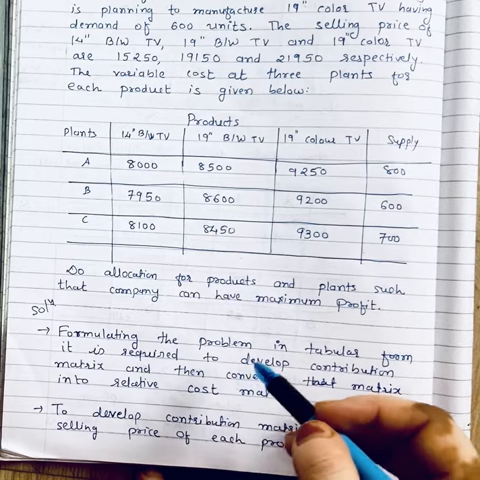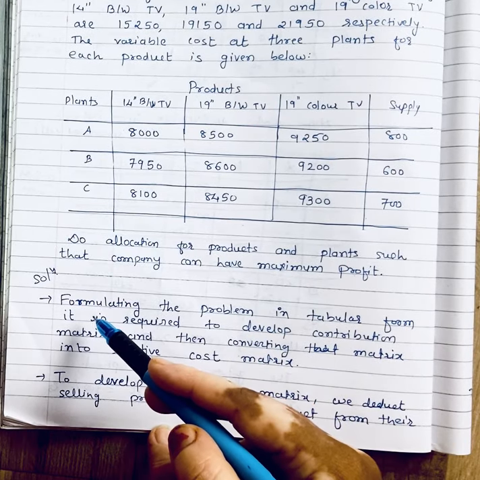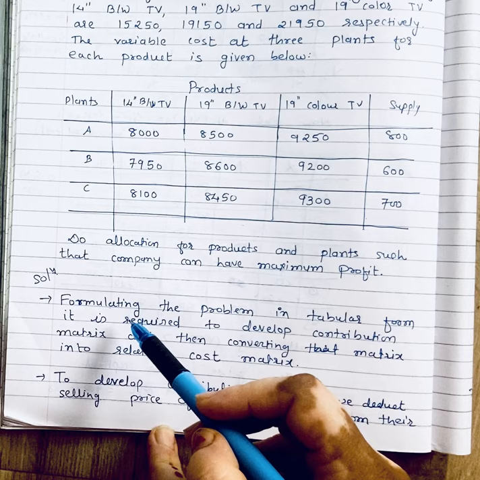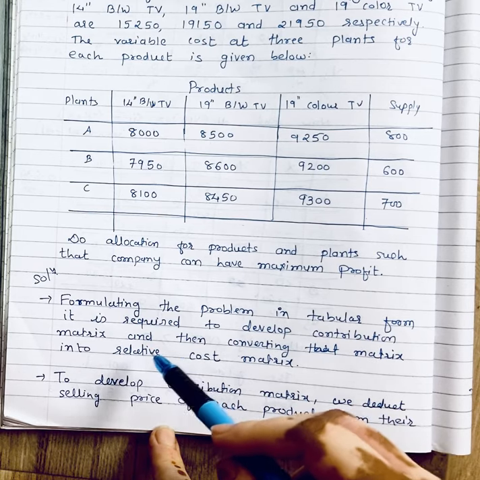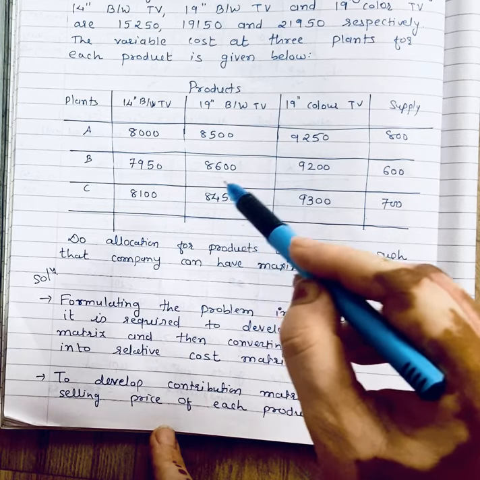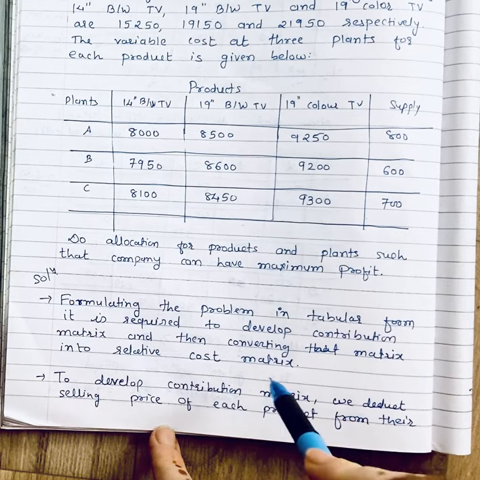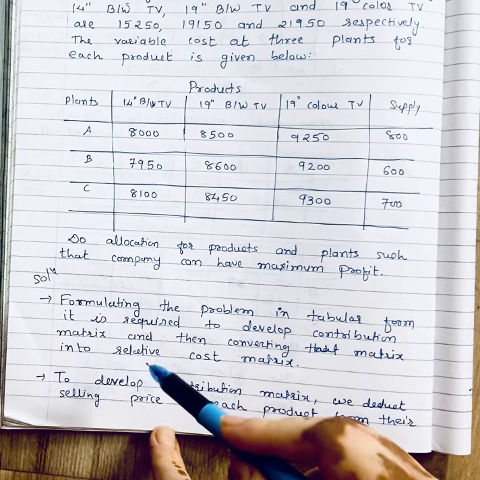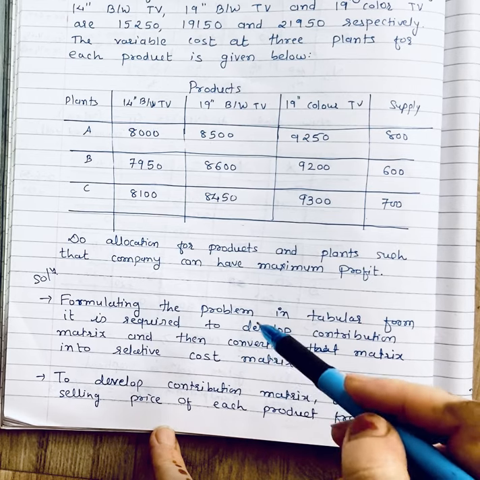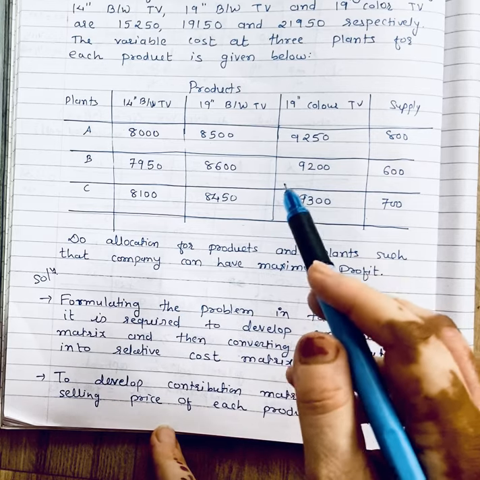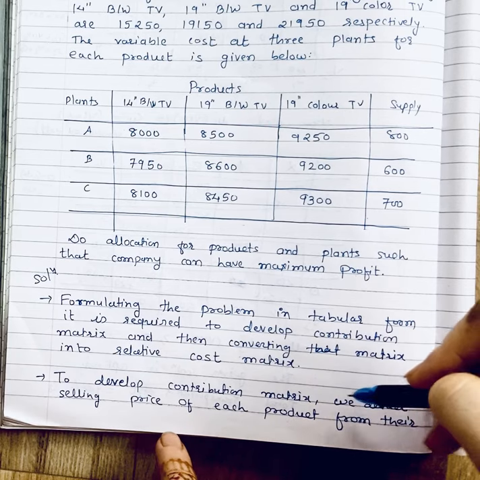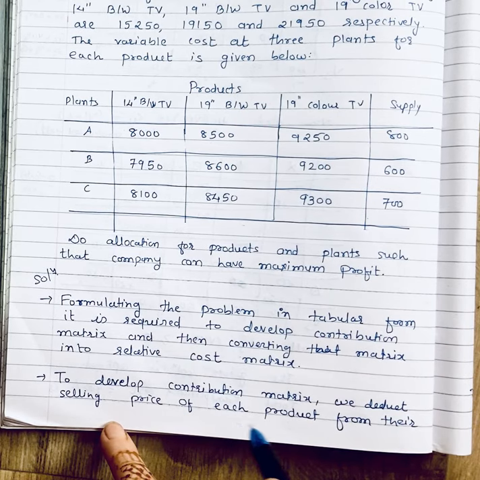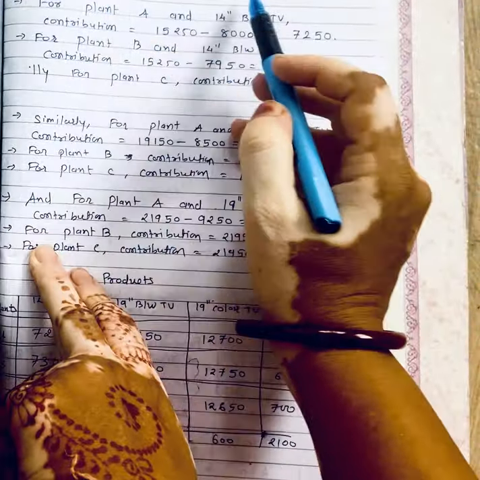So first of all, solution. Formulating the problem in tabular form, it is required to develop a contribution matrix. This is the variable matrix. So first of all, we have to convert it into a contribution matrix and then convert that matrix into a relative cost matrix. To develop the contribution matrix, we deduct the variable cost of different plants from the selling price of each product.